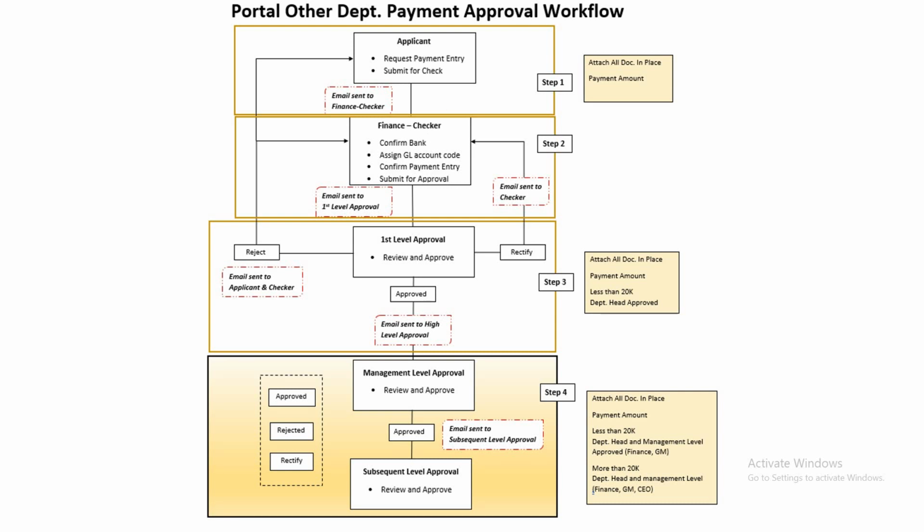Finance, this user called the checker, will confirm which bank is going to pay and also assign the GL account to these payments. She checks that everything is fine for this transaction, and it will be sent out to the first level approval.